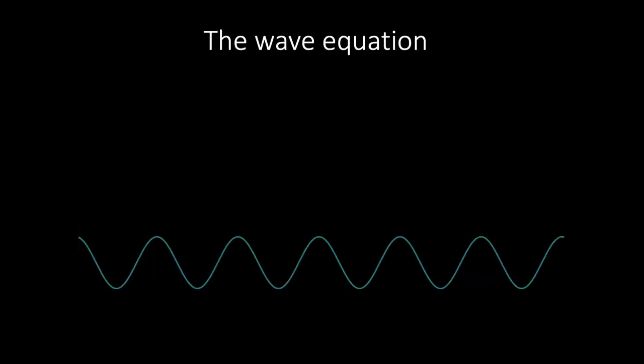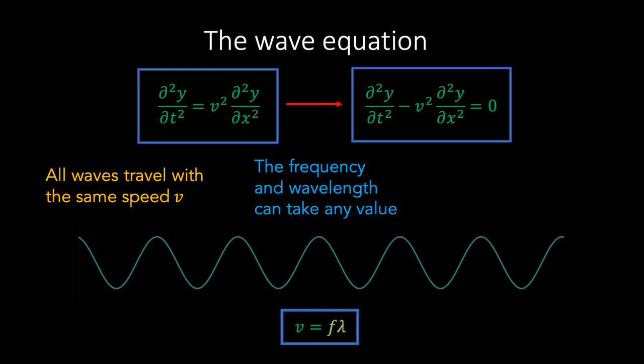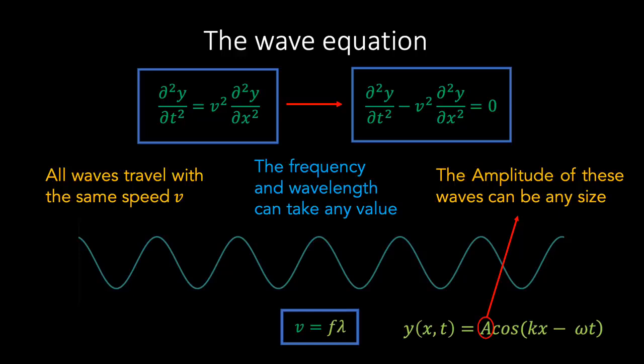It will prove convenient for comparison later to emphasize a few important features of this wave equation. Firstly, notice that we can rewrite the wave equation with all terms on the left-hand side. The rationale for doing this will be revealed in a moment. It's also worth mentioning that for a given system, the wave equation predicts that all waves travel at the same speed v. It then follows from the constraint equation v equals f lambda that the frequency and wavelength can take any value. And finally, the amplitude of these waves can, in principle, also take any value.